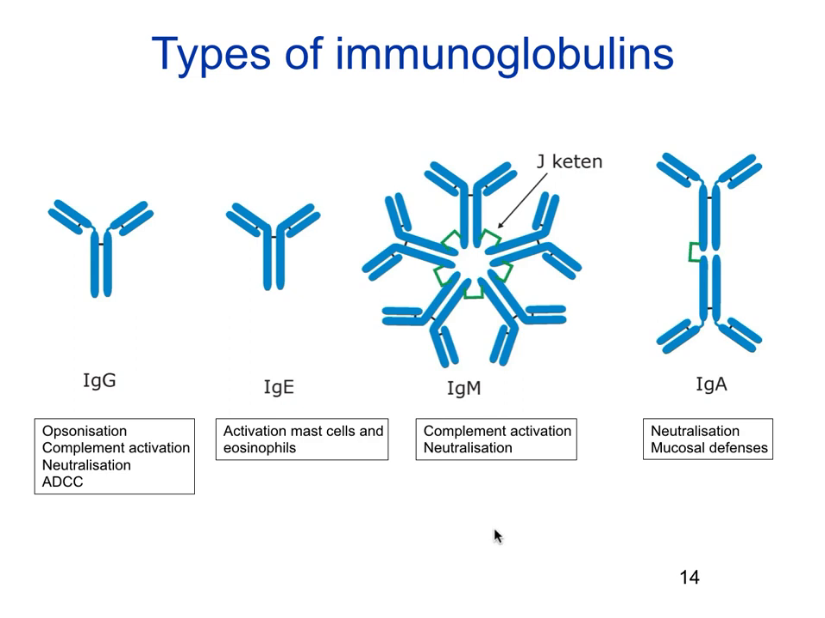What can the different types of immunoglobulins do? So IgG is the most versatile antibody, because it can opsonize, it can activate complement, it can neutralize, and it can induce ADCC. And the other ones are a bit more limited. IgE can only activate mast cells and eosinophils. IgM can activate the complement and can neutralize threats. And IgA is mainly there for neutralization and is mostly present in the mucosa, and is therefore important for mucosal defenses.